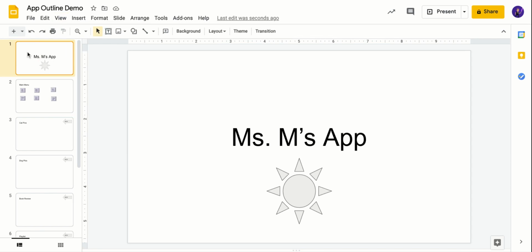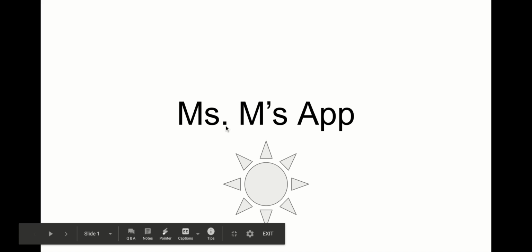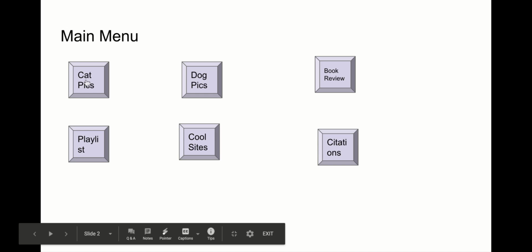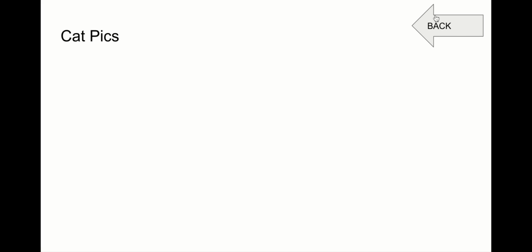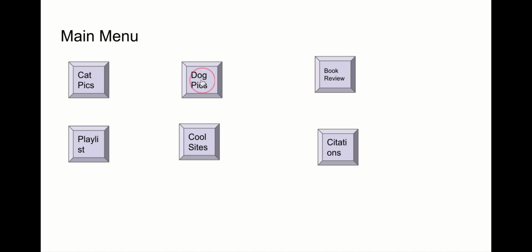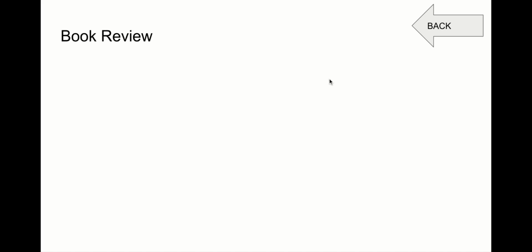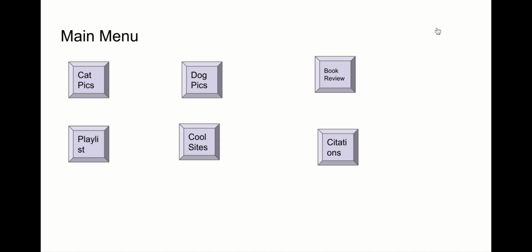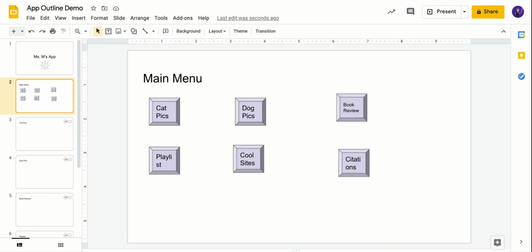So our last step before turning it in is to test it out. I'm going to go ahead and click present. Here's my main screen of the app when I first get here. If I click on the sun, it should take me to the main menu. Click on Cat Pics, brings me to Cat Pics. Back arrow brings me back. And you want to test each of these to make sure that they work. If they are all working correctly, perfect, you may go ahead and turn it in.